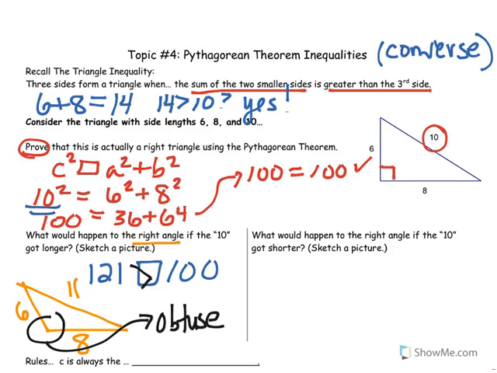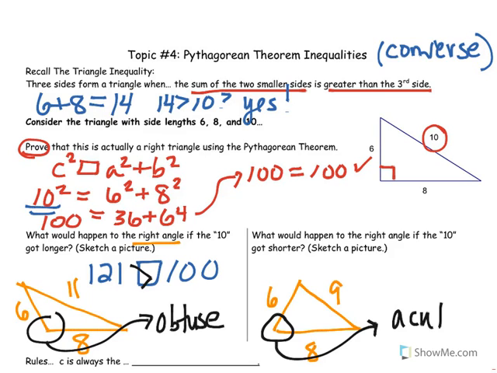Let's look at a different example. What would happen to the right angle if the 10 got shorter? Okay, let's draw a picture. So, the 6 is still there. The 8 is still there. But let's say this side length now became a 9. Well, if the 10 gets shorter, that's going to shrink this angle down and become less than 90, which means this angle is now going to be acute.